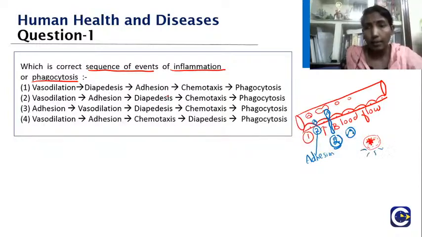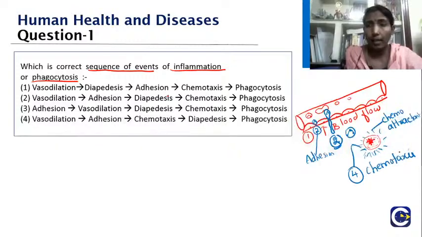Now these pathogens secrete some chemicals to attract the WBCs to the area of infection. These are called chemoattractants, and the process is called chemotaxis.